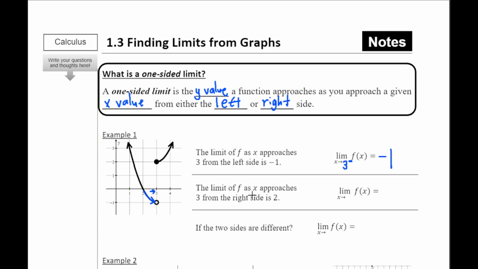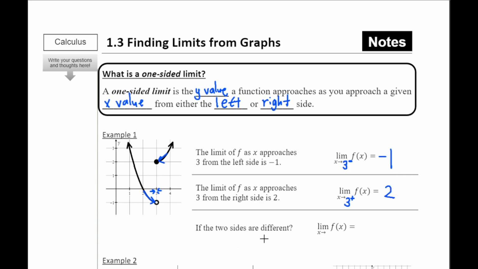The limit of f as x approaches 3 from the right side is 2. So approaching 3 from the right, on the graph, it's right up here. You see you're approaching a y value of 2. As x approaches 3 from the right, you're approaching a y value of 2. So for 3 from the right, you write 3 with a plus in the exponent, is 2.